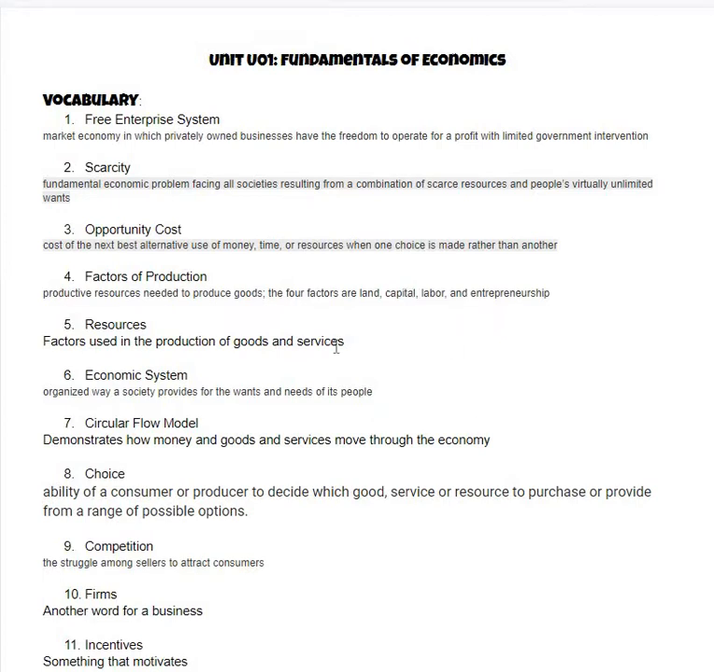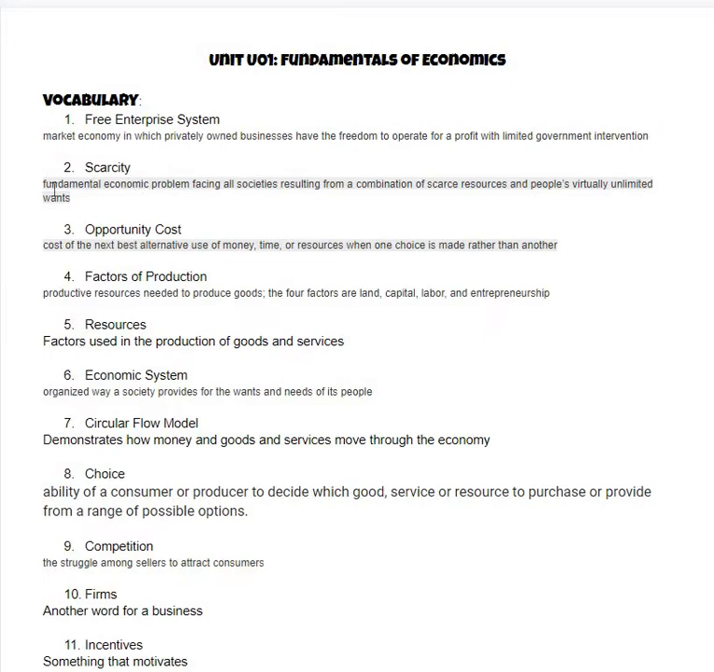All right, now, the free enterprise system, again, is the market economy in which privately owned businesses have the freedom to operate for a profit with limited government intervention. Basically, what that means is that businesses are free to operate and individuals are free to buy and sell stuff. The government's not going to get too involved. Again, they're going to be there, but that's going to be mostly just for regulating businesses and making sure they follow rules and different things like that.